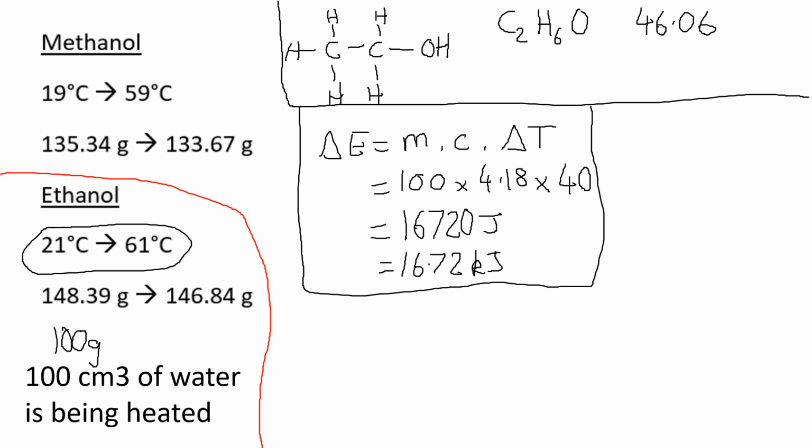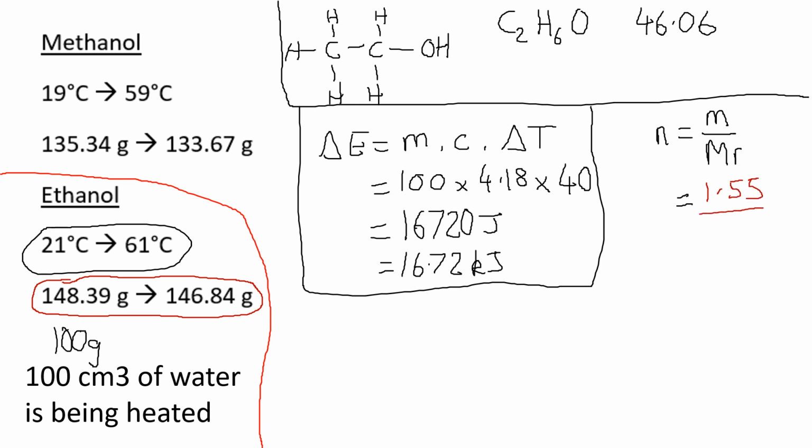We then need to calculate the moles of the ethanol. So we know that n equals m over Mr. Now m is going to be the mass of ethanol, so that's going to be 148.39 minus 146.84. And that comes out as 1.55 grams, divided by the molecular mass, which is 46.06. And that comes out as 0.0337 moles.